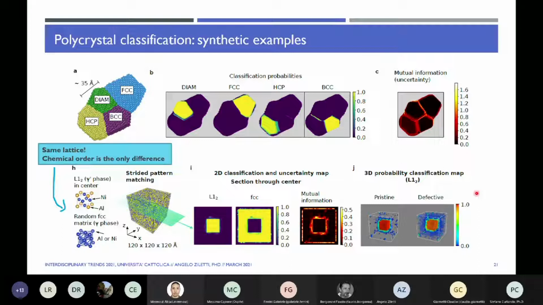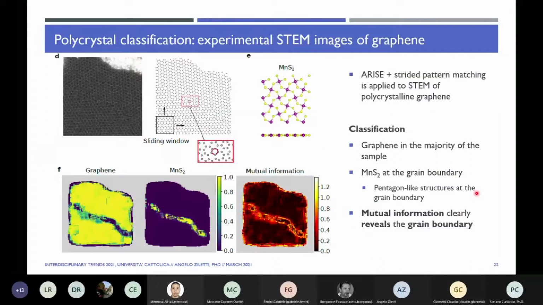Now we also went to an experimental example, STM, and we used images of graphene. And now instead of having one classification for the whole system, we can also ask ourselves, let's have a classification for lots of different places in the image. And that's what we did. So this is again STM, we get the coordinates through the deep learning framework that we took from other people, and then we apply our method, and you see that we correctly recognize graphene, and at the grain boundaries, we get MoS2.